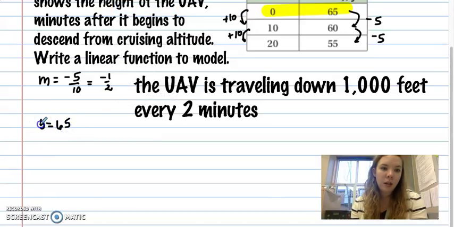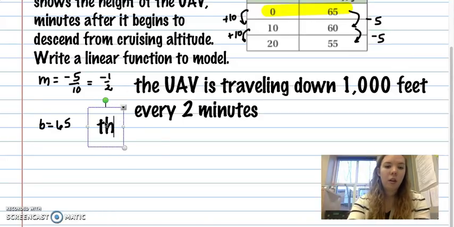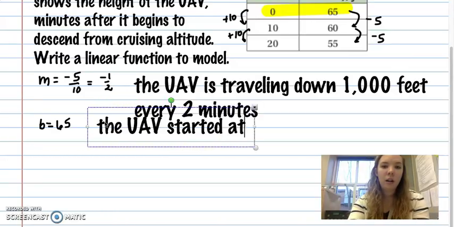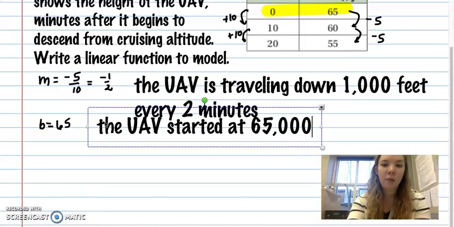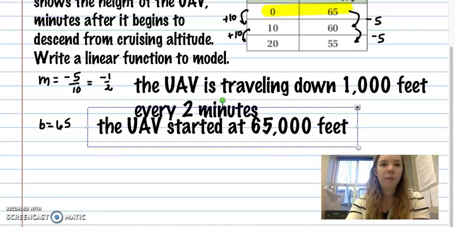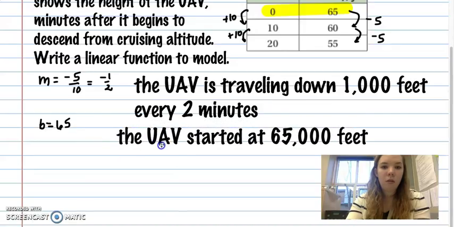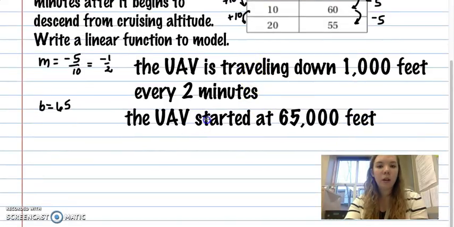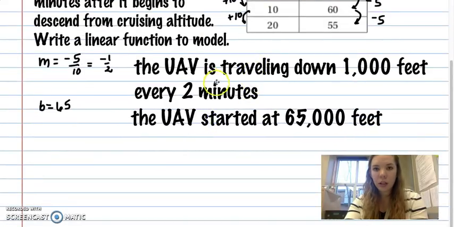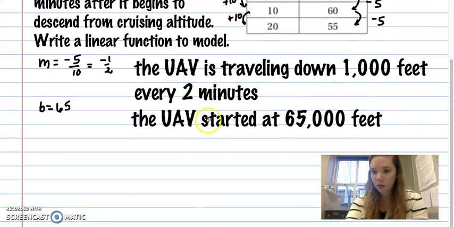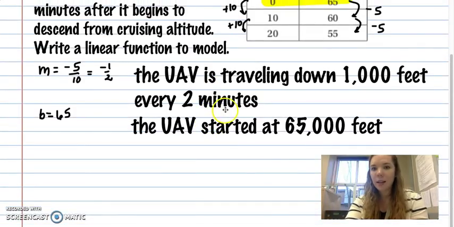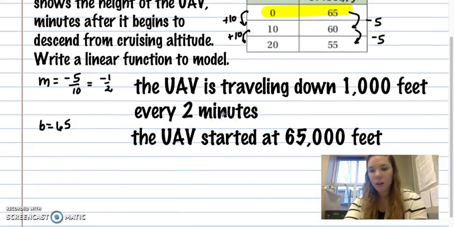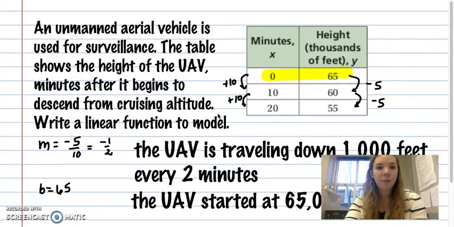And if we put that into context, we would say the UAV started at 65,000 feet. Okay, at minute 0, at the very beginning, it was at 65,000 feet. So it is important at this point that we are able to start interpreting these things and putting them into words. So we haven't done this before, but that is our next step.